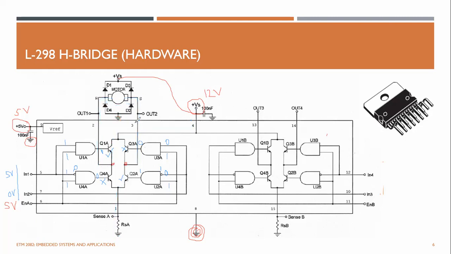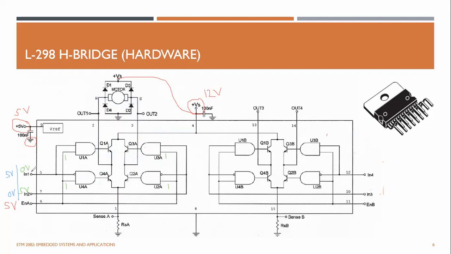The other way, the other logic sequence, having 0 volt here and 5 volt here. Okay, in that case, now enable is always true. This is 1 and this is 1. This is 1 and this is 1.